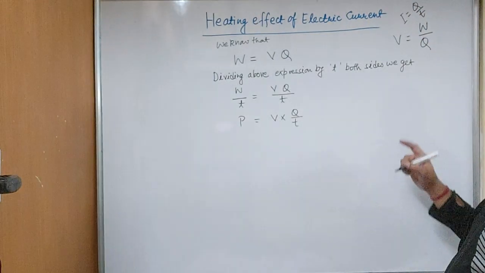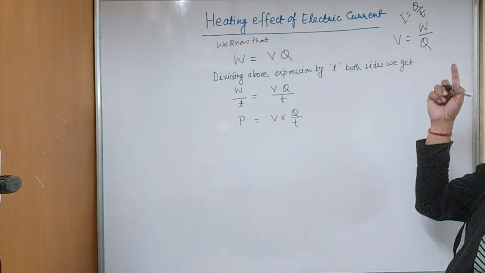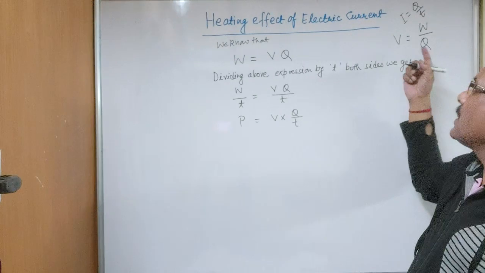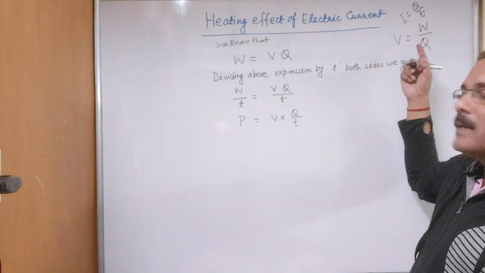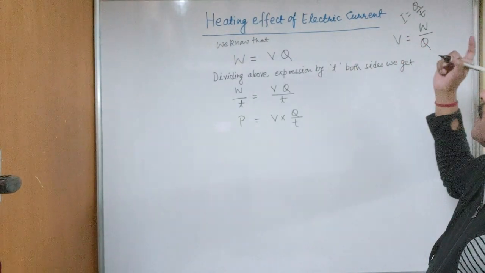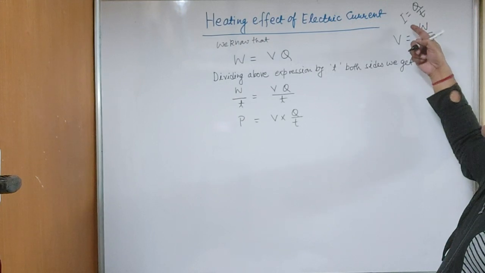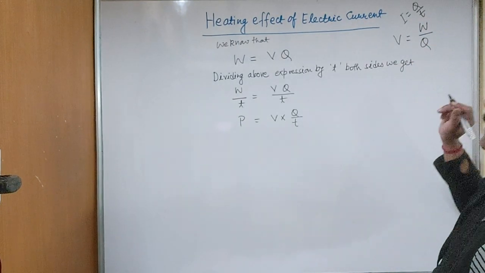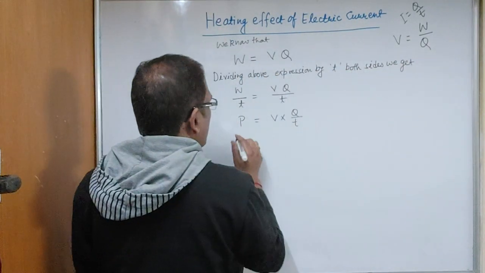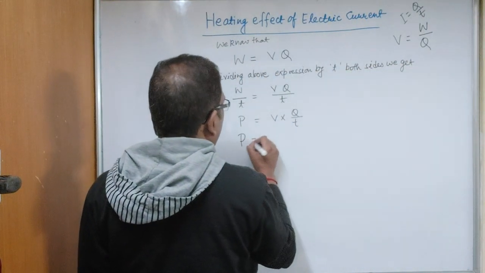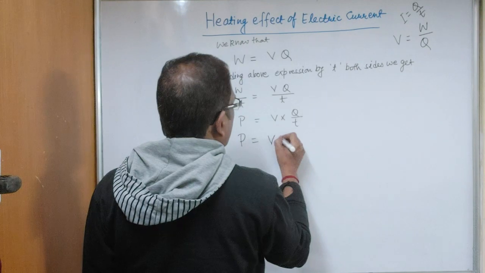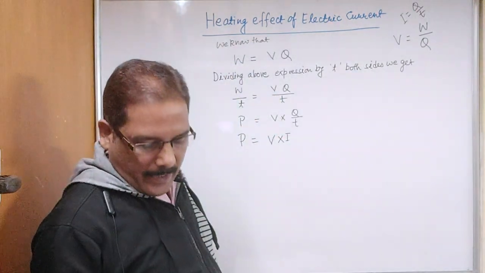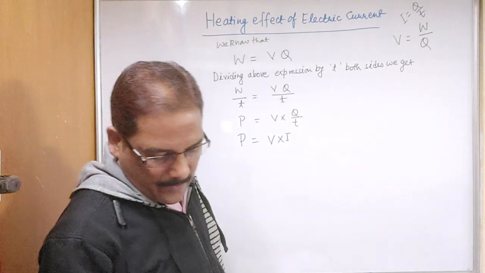When we start this chapter, we have discussed two important physical quantities, electric current and potential difference. And at that time we have written that electric current I is equal to Q by T. So this expression can be further written as P is equal to V into I. Mark it as equation 1.